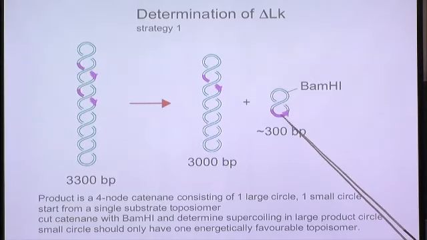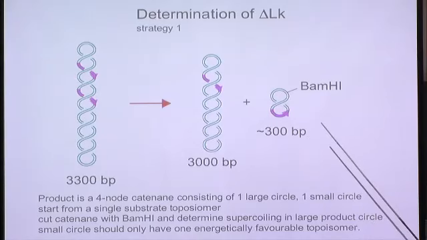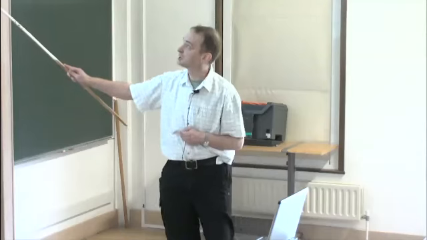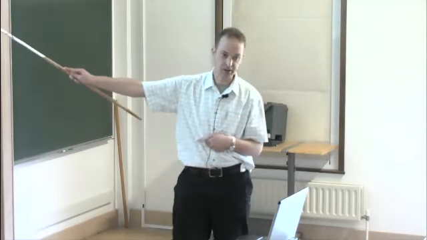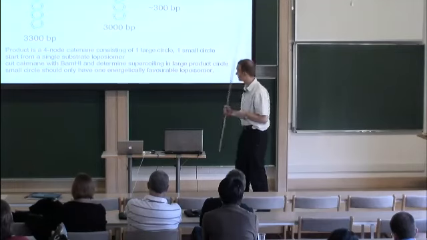And this circle will probably only form one topoisomer. The energy difference between topoisomers will be sufficiently different that its thermal variations won't give you the different topoisomers. So we should get one specific topoisomer product of this, and therefore one specific topoisomer product of this, if there's a fixed linkage change for the reaction.